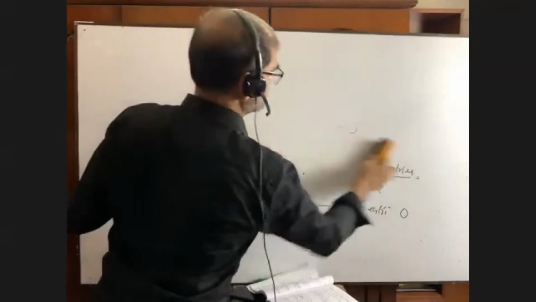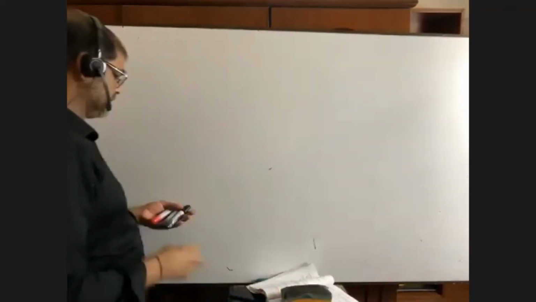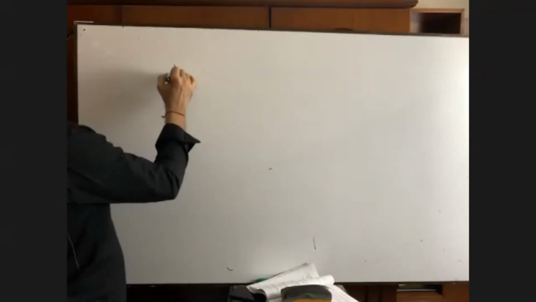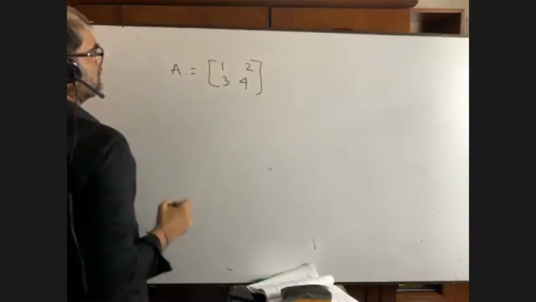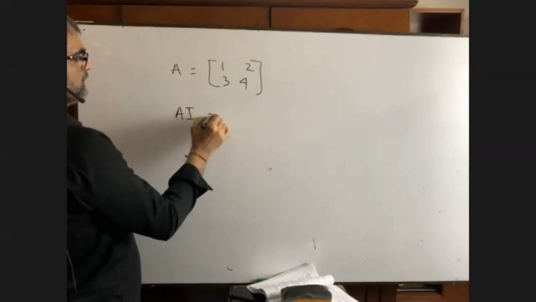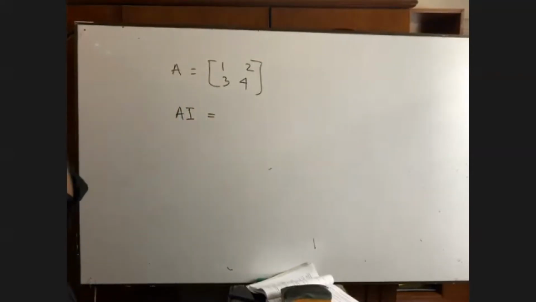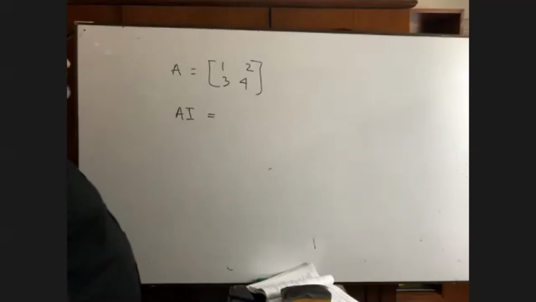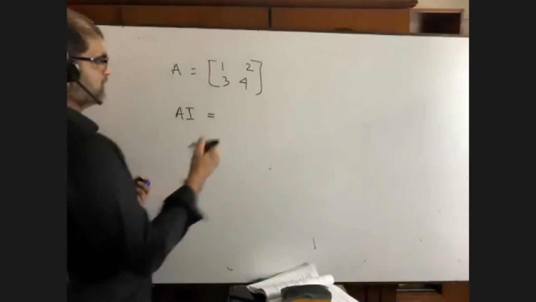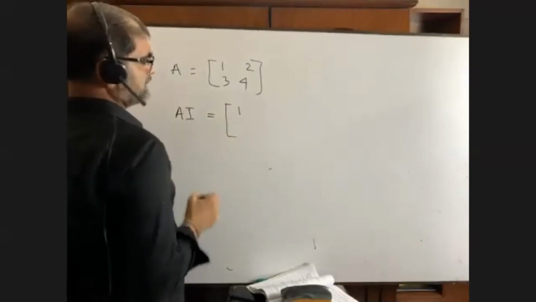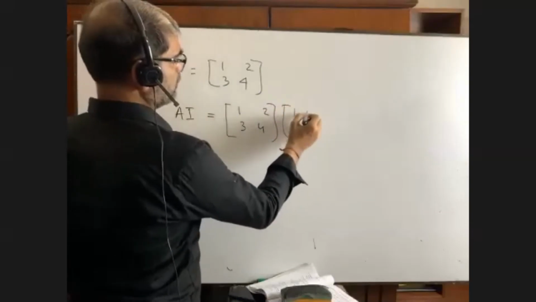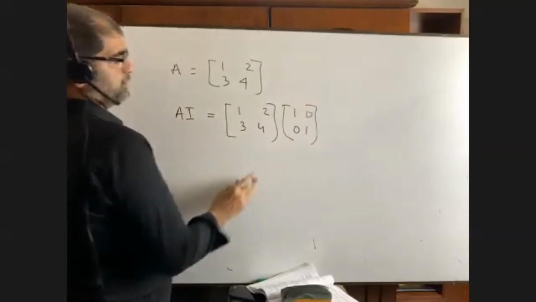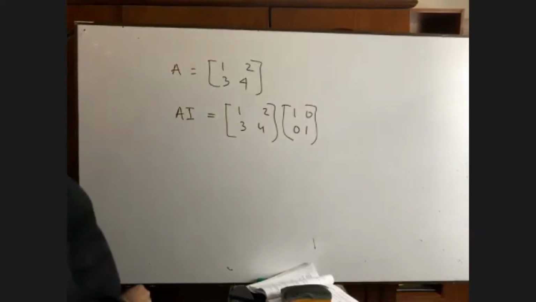Now, it is a question to all of you. A equals 1, 2, 3, 4. AI equals what? Can you please tell me? Important question. It was also given last year in the admission test examination. This is 3, 4. I means what? 1, 0, 0, 1, right? Hello, everybody. Yes, sir.